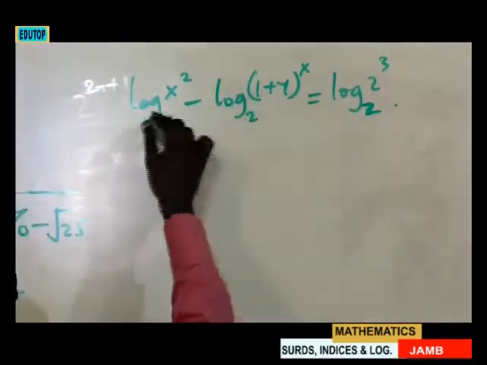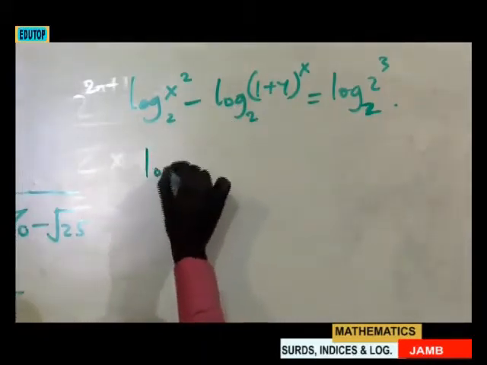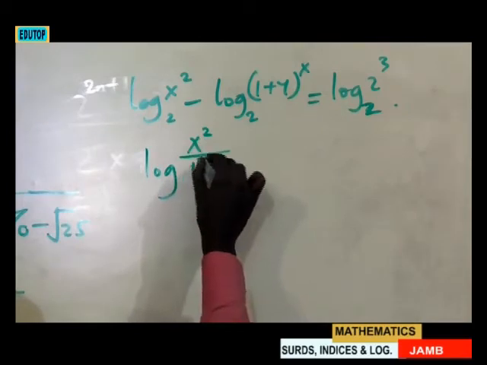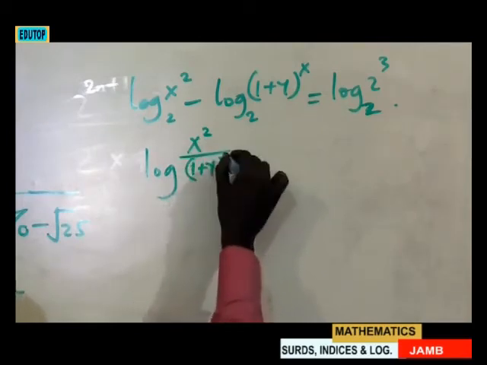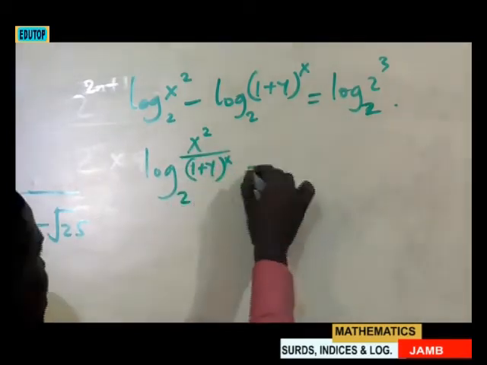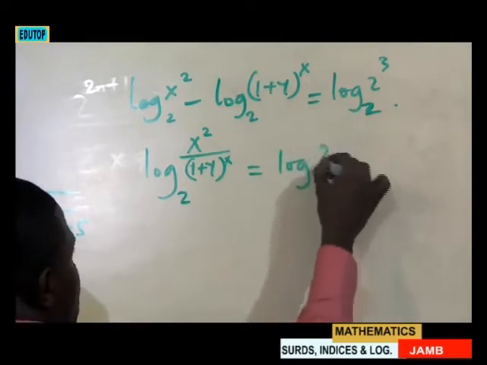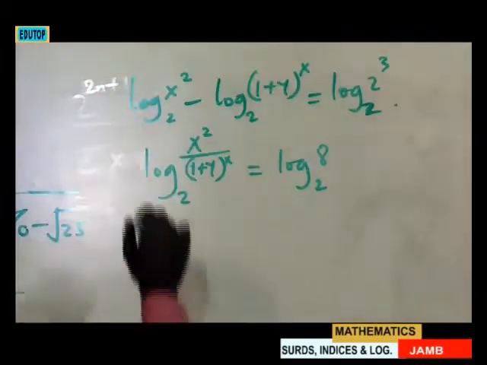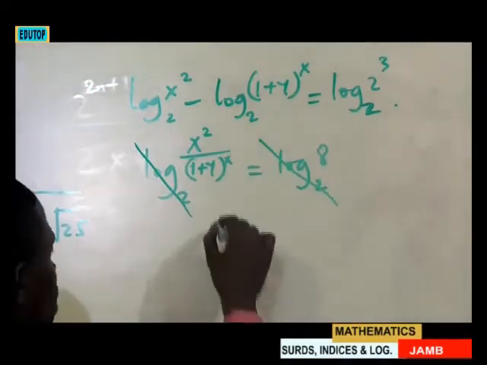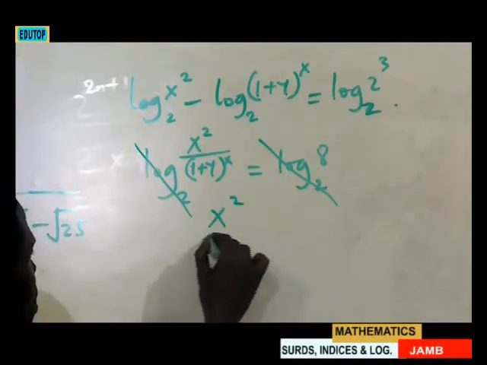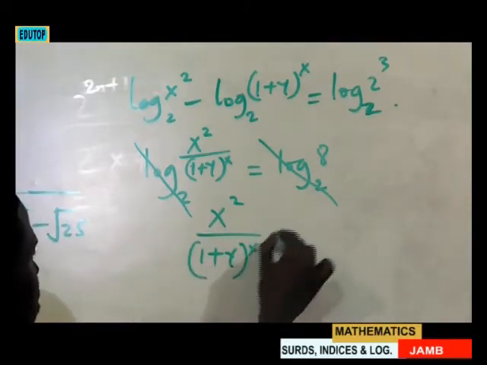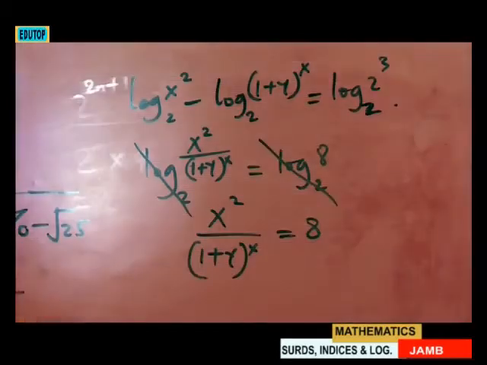Then by the law of logarithm, I can say log x squared over 1 plus y raised to power x base 2 is the same thing as log 8 base 2, because 2 raised to the power 3 is 8. Then equating the base, I can cancel it out, and I will be left with x squared over 1 plus y raised to the power x equals 8.